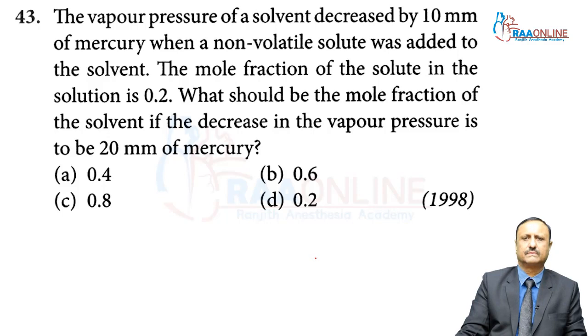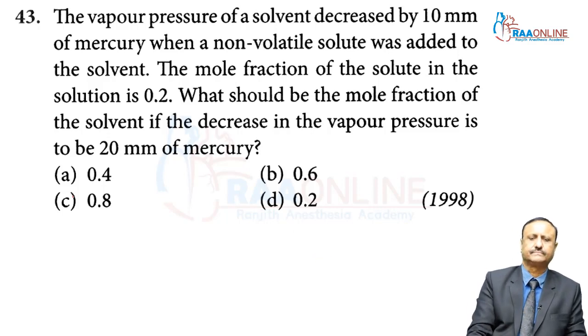In question number 43, the vapor pressure of a solvent decreases by 10 millimeter of mercury when a non-volatile solute is added to the solvent. The mole fraction of the solute in the solution is 0.2. What should be the mole fraction of the solvent if the decrease in the vapor pressure is to be 20 millimeter of mercury? My dear students, we can use the formula, and this question is somewhat lengthy.